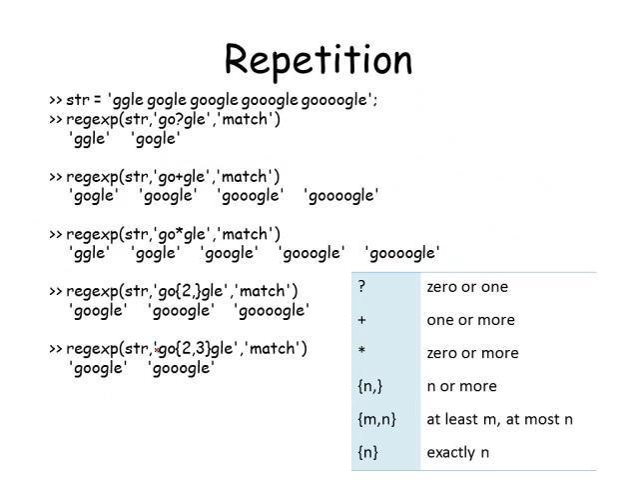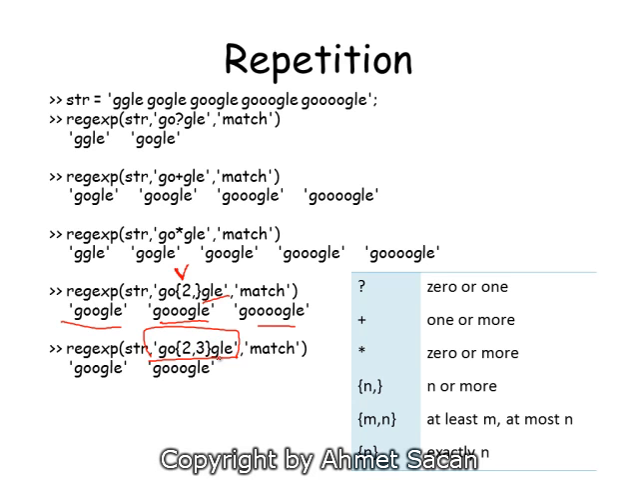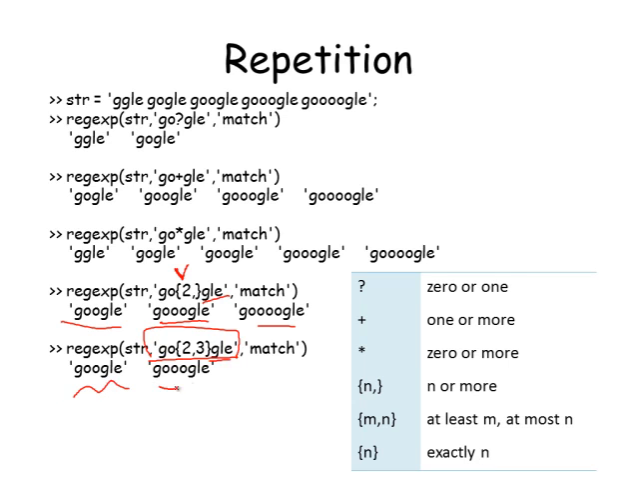Alright. If you want more control over how many times a character should be repeated, you can use the curly brackets. This says, I'm searching for a G followed by 2 or more O characters, followed by GLE. And you can specify the upper, the highest range that you are searching in the repetition. So this example is searching for a G followed by at least 2 and at most 3 O characters, followed by GLE, and this is what we got.